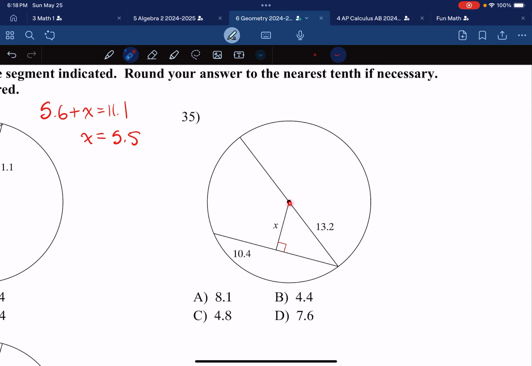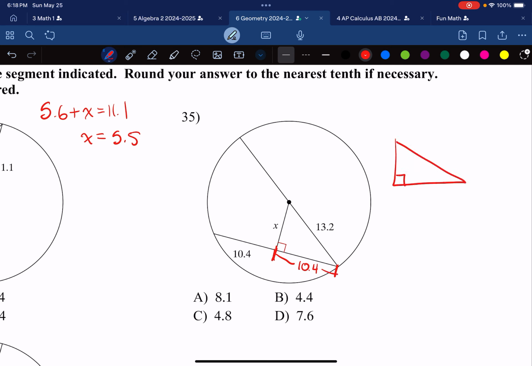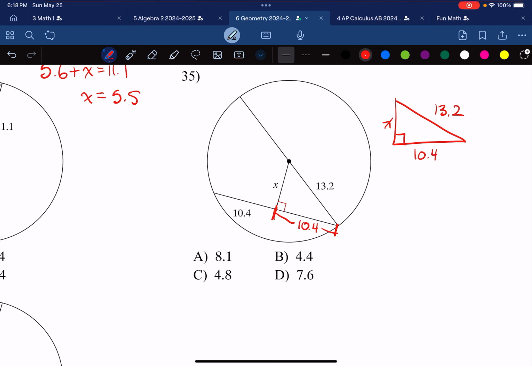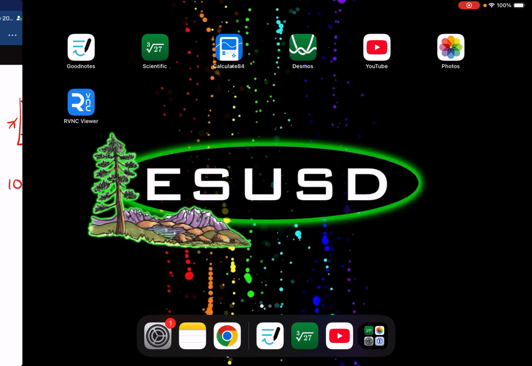Whenever you have a radius intersect a chord at a 90-degree angle, this length and this length are the same, so I can say that this length between here and here is 10.4. And I can say I now have a right triangle that has 10.4, 13.2, and x, and I can solve for the x using Pythagorean theorem. This one's going to be calculator based because there's some big numbers here. I'm going to say that 10.4 squared plus x squared is equal to 13.2 squared. And calculator, come save us.